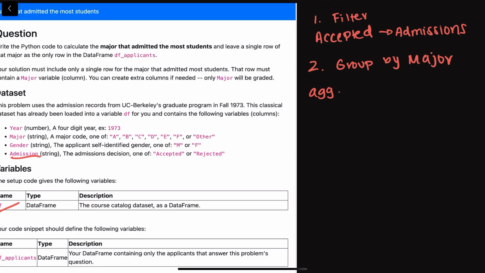So in order to figure out how many people were accepted per major, we want to count how many people from our accepted data frame are there per major. So we're going to aggregate by count. Okay, so now we have the count of all the people that were accepted into UC Berkeley's graduate program by major. We want to find the major that admitted the most students. So we want the largest one. So we're going to find the largest out of all the people that were accepted into all the majors.